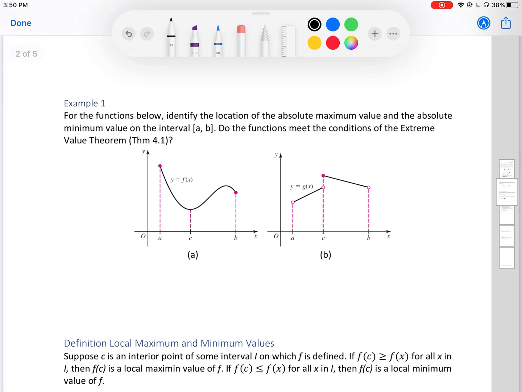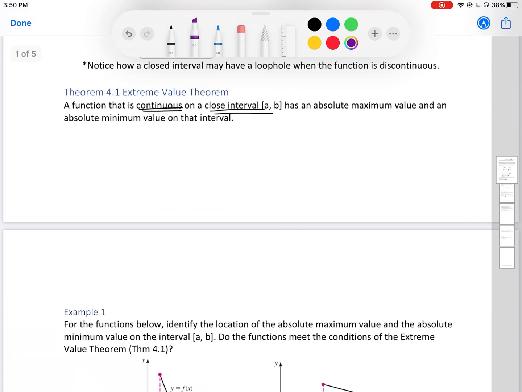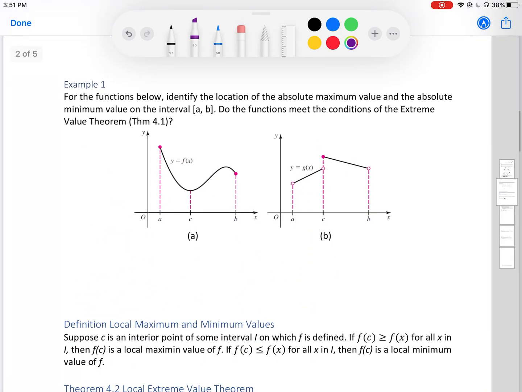Example 1. For the functions below, identify the location of the absolute minimum value and the absolute maximum value on the interval [a, b]. Do these functions meet the conditions of the Extreme Value Theorem? We listed 2 conditions: it had to be continuous, that's 1, and it had to be closed, that was 2. From there, we can potentially find maximums and minimums. Our first one, we see that it is closed. Those points are closed circles. We also see that it's continuous. There are no breaks along our function. Because of that, we can safely conclude that that low peak at c is a minimum.